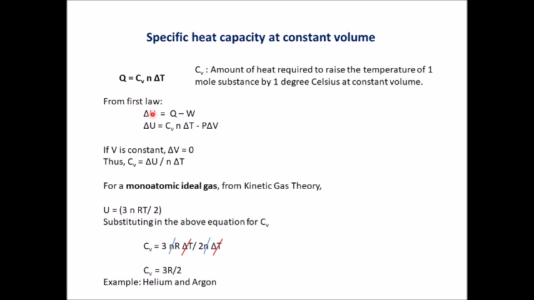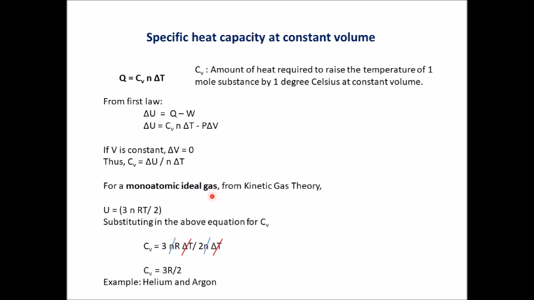So from the first law, delta U is equal to Q minus W, or as we had said, dU is equal to dQ minus dW. Now delta U is equal to, substituting the value of Q here, Cv n delta T minus P delta V, and if V is constant, delta V is 0. So this part becomes 0, and you have delta U is equal to Cv n delta T. So Cv is equal to delta U upon n delta T.